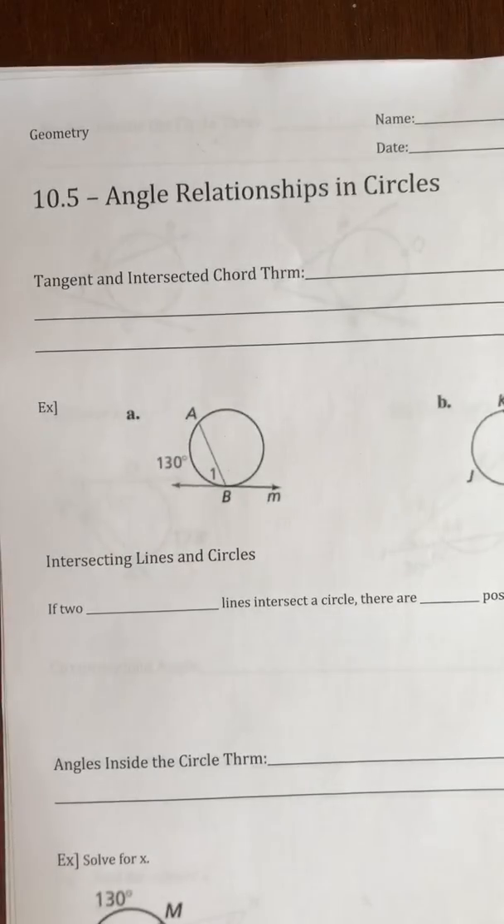All right, so this is 10.5 part 1. This is about angle relationships in circles. We talked a little bit about central angles and the different inscribed angles last time. This time we're talking about different line segments and how they can affect it.